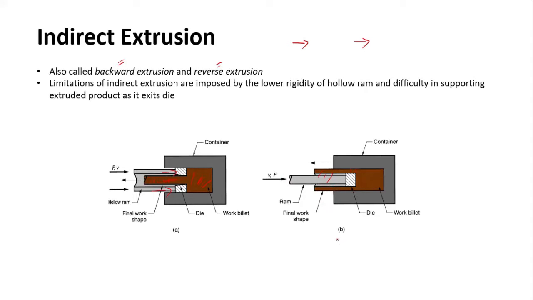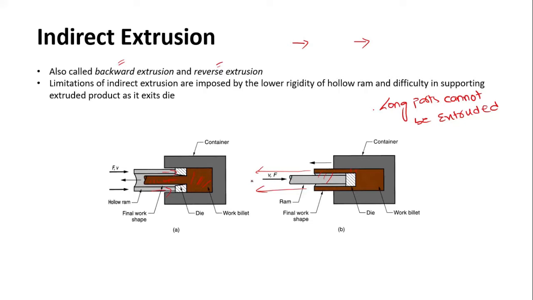There is a certain restriction of indirect extrusion: we cannot extrude long sections. One of the disadvantages is that long parts cannot be extruded. Why is that so? Because if we keep on compressing this work material and it is squeezing out in this direction, at some point of time we will have to support the ram, obviously. When its length has increased a lot, we will have difficulty in supporting the ram from this direction.